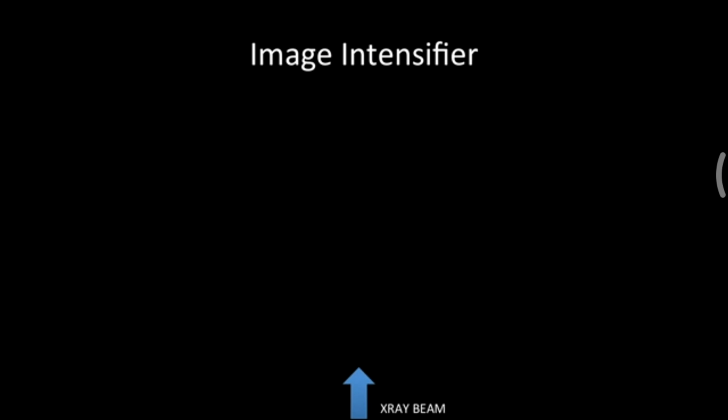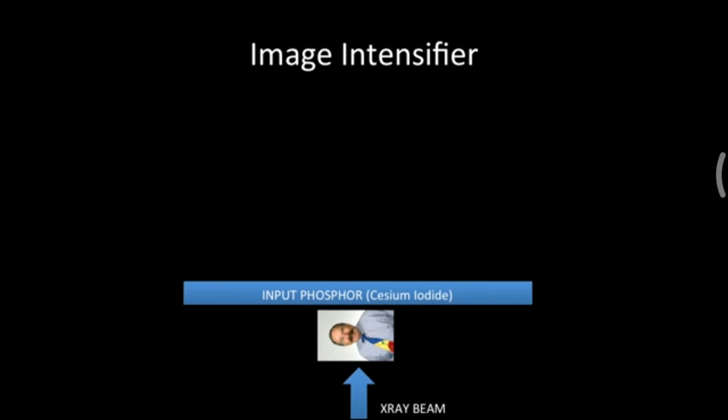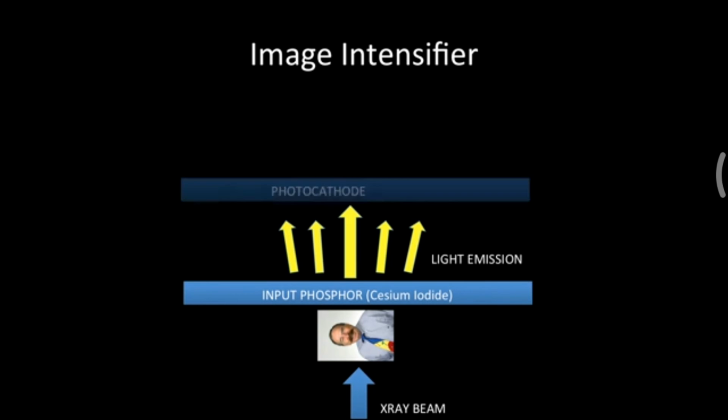We have the X-ray beam that's generated, and we're emitting it towards our patient. In this case, our patient is Dr. Bouchon. Then we have the first layer of the image intensifier tube, and that's the input phosphor. It is made of cesium iodide. This generates light photons.